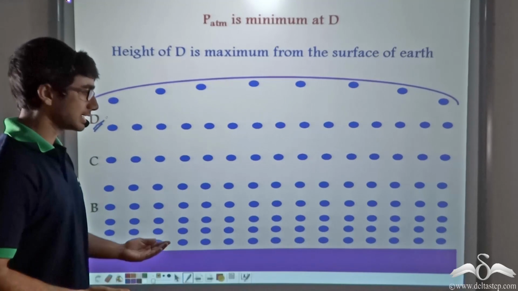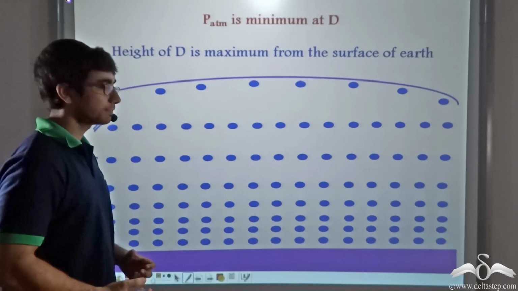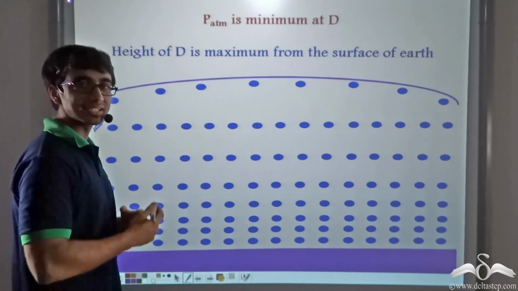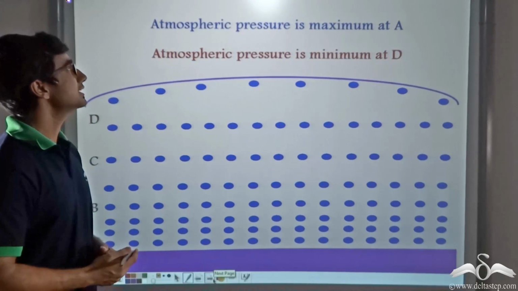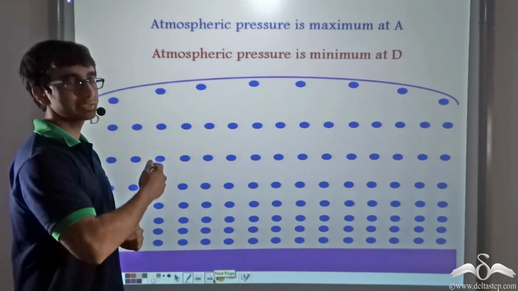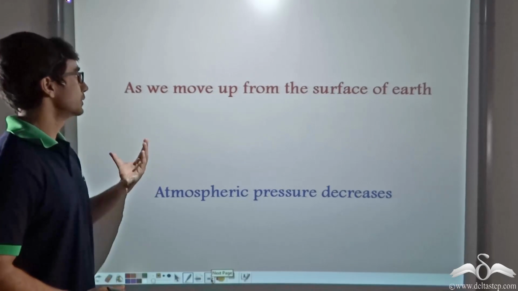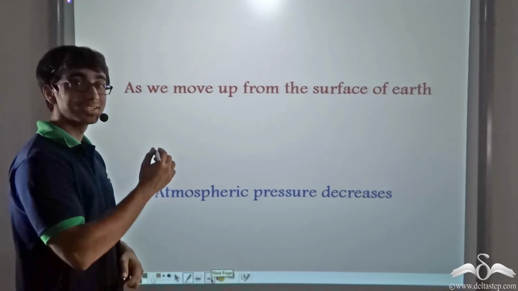So at A, as we found, the molecules of air are quite densely packed, and at D, the molecules of air are much less densely packed. So we can say that atmospheric pressure, while maximum at A, is minimum at D. So we saw that as we are moving up from the surface of the earth, atmospheric pressure is decreasing.